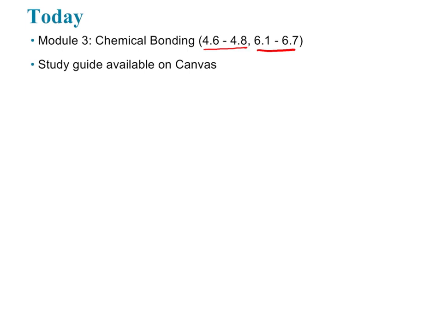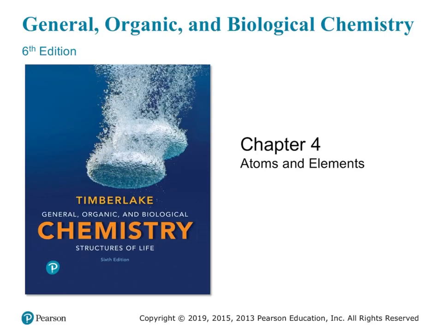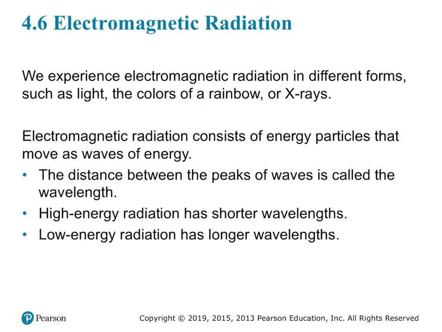And really, when we're talking about chemical bonding, we're really talking about electrons. So when you think of bonding, think of electrons. All right, so we're going back to Chapter 4. So before we start talking about electrons in a little more detail, we're going to talk about electromagnetic radiation.